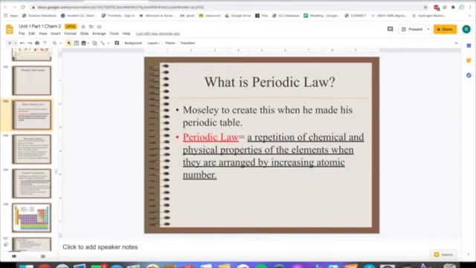So first off, we need to know what periodic law is. Moseley came up with this law, or found this law, when he made his periodic table. A periodic law just shows a repetition of chemical and physical properties of elements when they are arranged by increasing atomic number. So you do need to make sure you type that out and you highlight the word periodic law. So basically, when you arrange it by atomic number, you notice there's a lot of repetitions in how they behave, and we're going to talk about what those properties are.